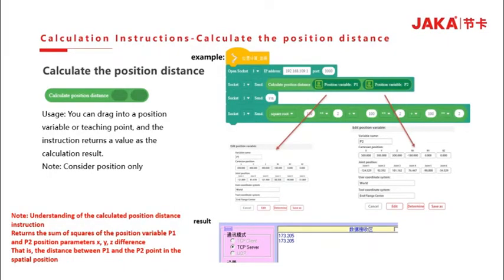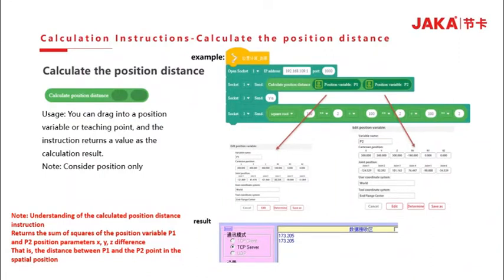Calculate position distance command. Look at the example on the right. Open the socket connection. It will send the result of calculating the position distance of P1 and P2, which is the sum of the squares of the x, y, z differences between the two positions P1 and P2, and then the result of the square root. The result received in the socket is 173.205. The result received is the same twice.